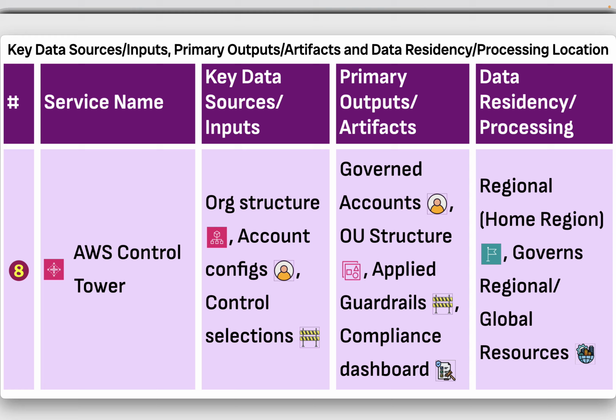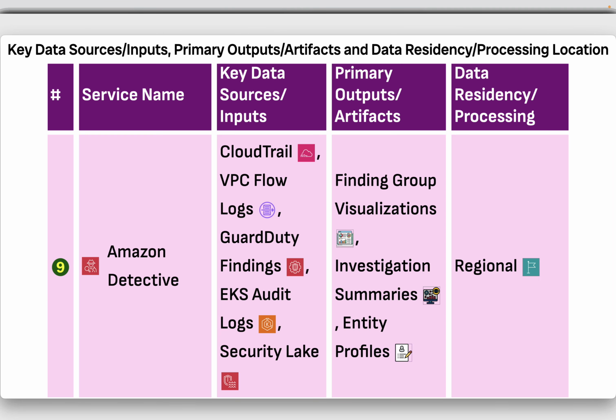Next, we have AWS Control Tower. Data sources are organization structure, account configs, and control selections. Outputs are governed accounts, OU structure, applied guardrails, and compliance dashboard. Residency is regional for the home region, and it can govern regional/global resources.